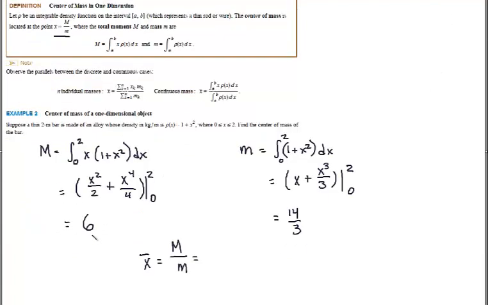Alright, my moment is equal to 6, my mass is equal to 14/3. My center of mass will just be that moment divided by the 14/3, and with that I will get 9/7, and that will be my center of mass.